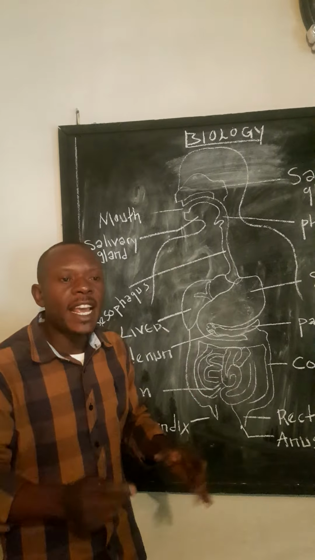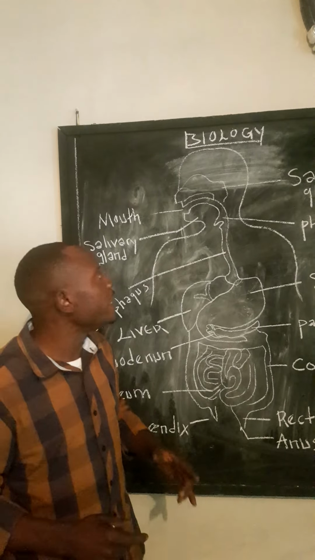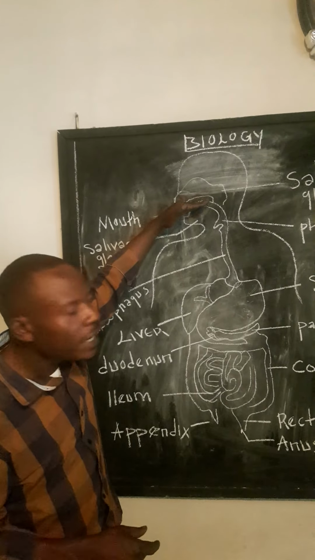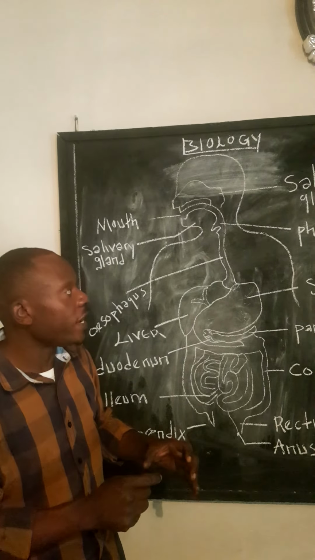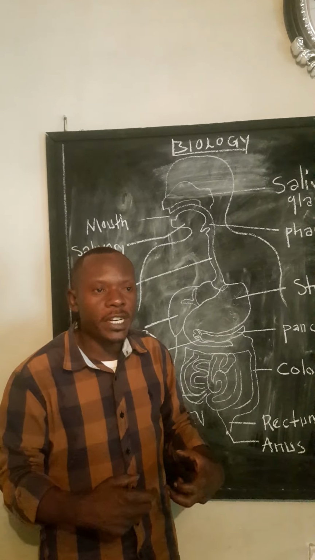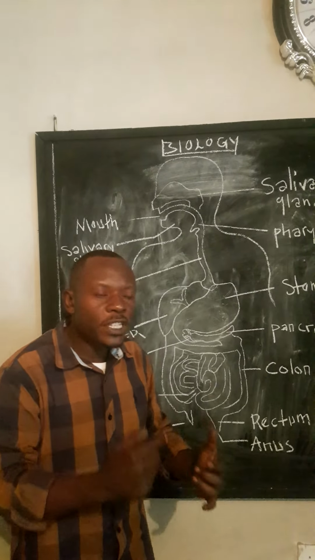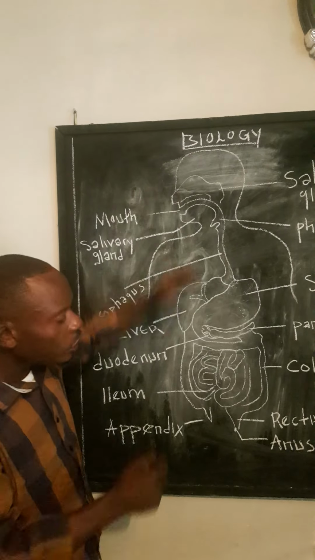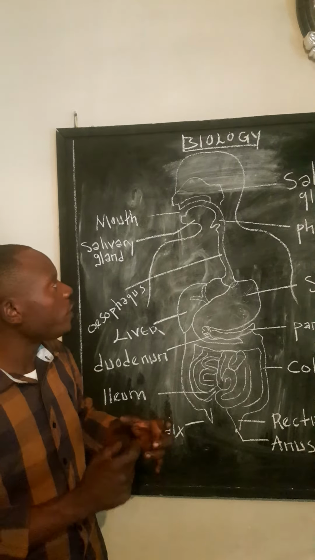Before anything, the food has to be introduced in the mouth. So the food has been introduced in the mouth, and what follows is chewing. Chewing is the physical aspect of digestion, as you are trying to digest the food physically.